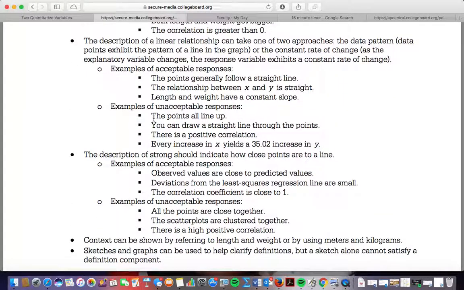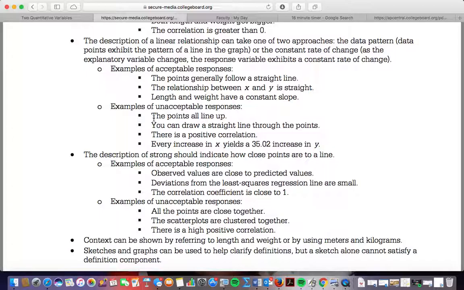Linear, acceptable response: the points generally follow a straight line. That's okay. The relationship between x and y is straight. That's okay. Length and weight have a constant slope. That's okay. What is unacceptable? The points all line up. Not specific enough. You can draw a straight line through the points. Again, doesn't really tell me much. There's a positive correlation. Still doesn't tell me much. Every increase in x yields a 35.02 increase in y. Still does not tell me enough there.